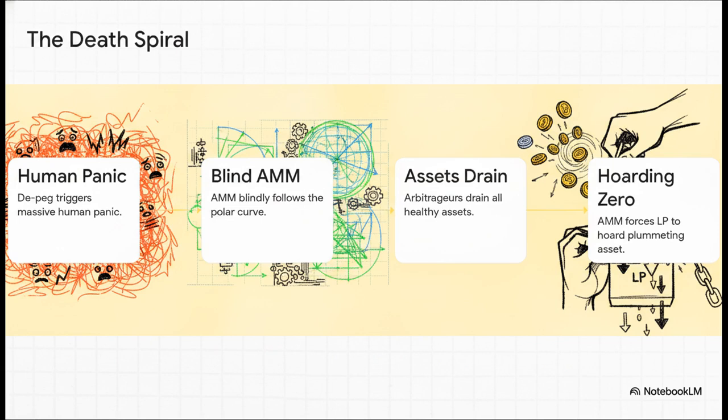Step 1. A depeg triggers massive human panic. Step 2. The automated market maker doesn't feel fear, right? It has no human context, so it just blindly executes the math on the polar curve. Step 3. Arbitrageurs aggressively dump the crashing token into the pool, which drains all the valuable, healthy assets. And finally, Step 4. The AMM physically forces the liquidity provider to be the buyer of last resort, accumulating and hoarding the plummeting asset all the way down to zero. You suffer catastrophic divergence loss simply because a single point of failure dragged the entire multi-coin pool down with it.